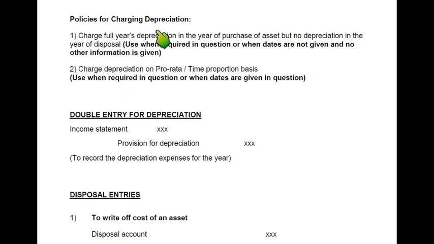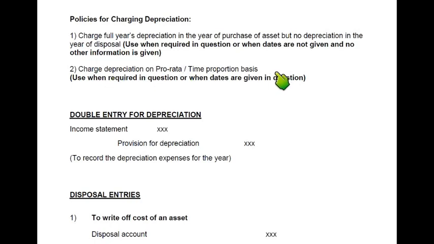And if the dates are not mentioned in an examination question, we'll be using the full year policy, because we cannot use the month-wise policy if the dates are not given. Otherwise the better method is time proportion basis or pro rata basis, because it is more accurate and therefore it is used in examination questions. So in O levels, maybe 80% of the time, the examiner asks for the full year policy, and sometimes also asks for the time proportion policy, in CIE O levels.